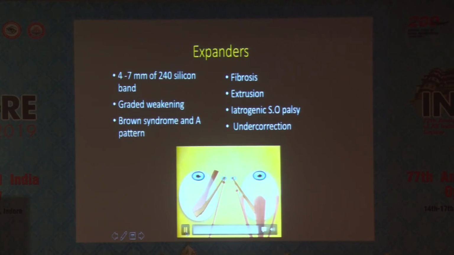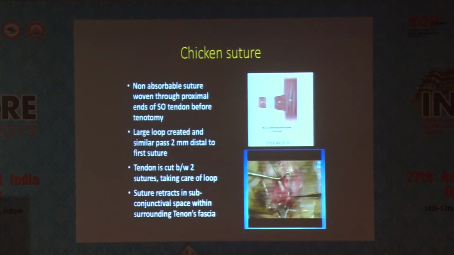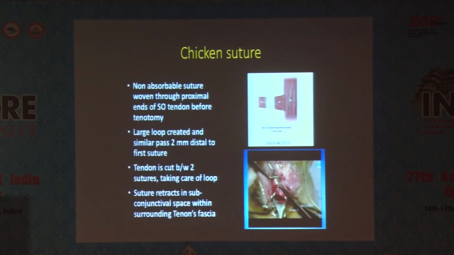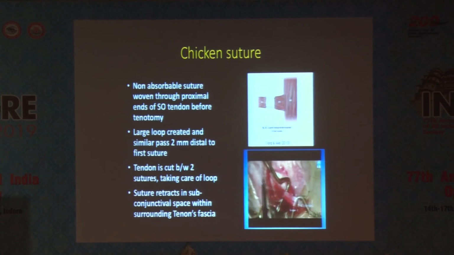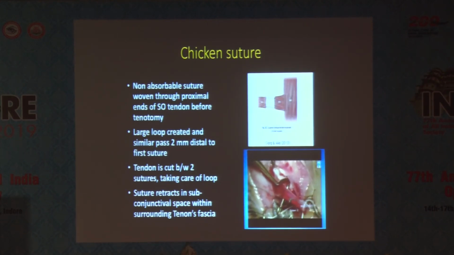Now, expanders are used to lengthen tight muscles, where you see we can expand it either with a 240 band or a suture, so that the tightness of a muscle, which is often seen with Browns, could be reduced. Usually can lead to fibrosis and extrusion of the band if it is not sutured well. And you can use chicken sutures also for Browns.